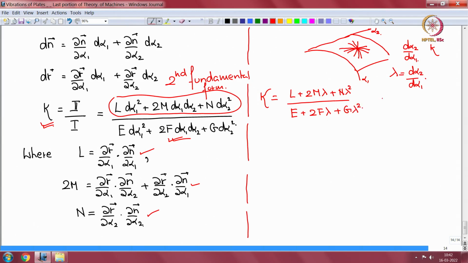And if we take a derivative, dk by d lambda, set it to 0, this will give us two directions, one which gives k max, the other which gives k min. Those are the principal directions or principal lines of curvature.